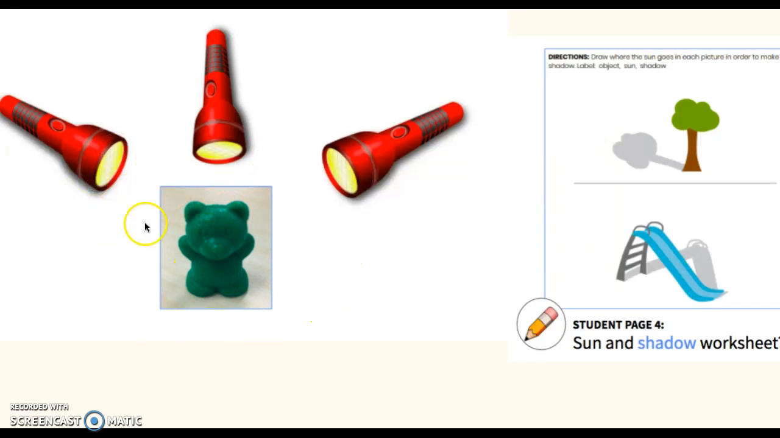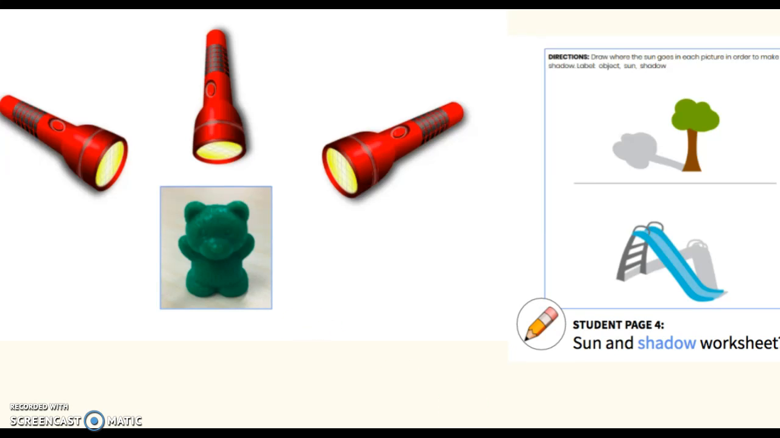In this example, our flashlight here is acting as our light source. Mr. Bear is sitting on a table, and you can reflect on how the shadow changes from this flashlight to this flashlight and to this flashlight. I want you to practice with Mr. Bear and see where the light source moves. So you have the opportunity to do it with yourself outside and with Mr. Bear inside the house.